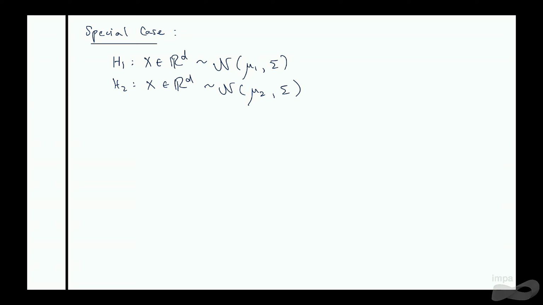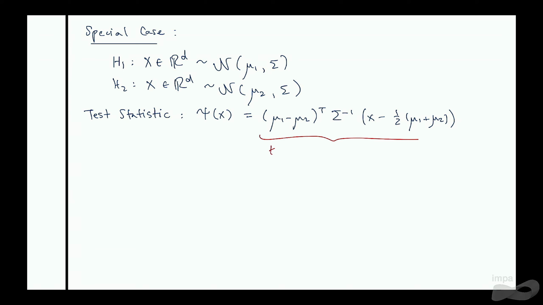Okay, so if we look at the test statistic, this is just going to be the log likelihood ratio that I just mentioned. So our test statistic, we'll call that psi, is (mu1 minus mu2) transpose sigma inverse (x minus 1/2 (mu1 plus mu2)). This is the log likelihood ratio. It's a test statistic in the sense that if it's large, we're going to say our data is from the first distribution. If it's small, we say the data is from the second distribution.